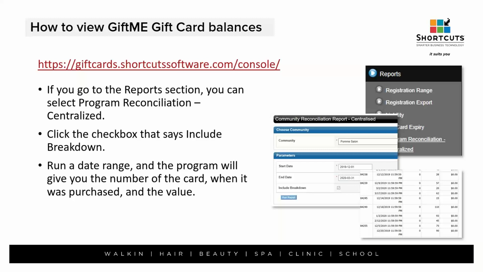Then you tell Shortcuts, what's the date range? Do you want to look at the gift cards that you sold in the last month, in the last 2 months, in the last year? So you set your range, and you tell Shortcuts, run the report. And you'll know online all the gift cards, all the physical GiftME gift cards that you sold and what the values are.